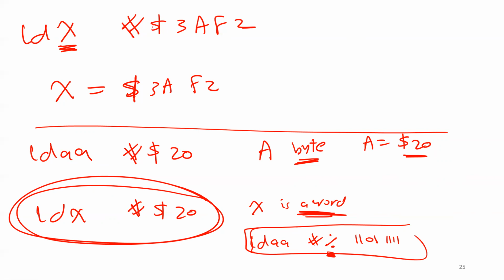You will see later, if you remove the hashtag, that means it's a memory location. That's what I'm going to explain later. If I don't put hashtag here, that means it's a memory, and this is the address of a memory location, right? So anyway, very simple. Hashtag means it's a number, okay?